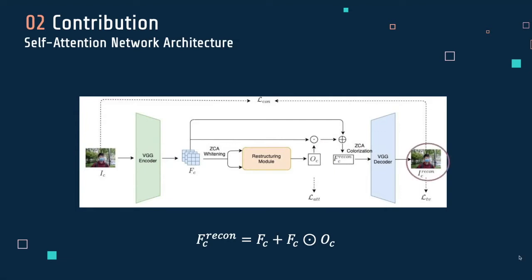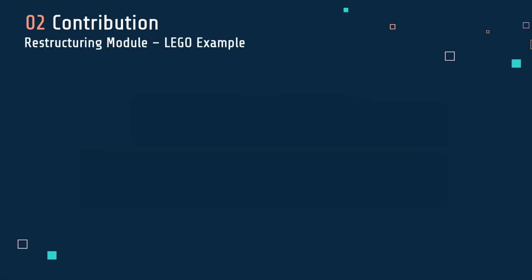According to the previous work, the important features are learned by the residual feature map O. So the restructuring model is important in this project. It is used in both the attention module and the style transfer module.